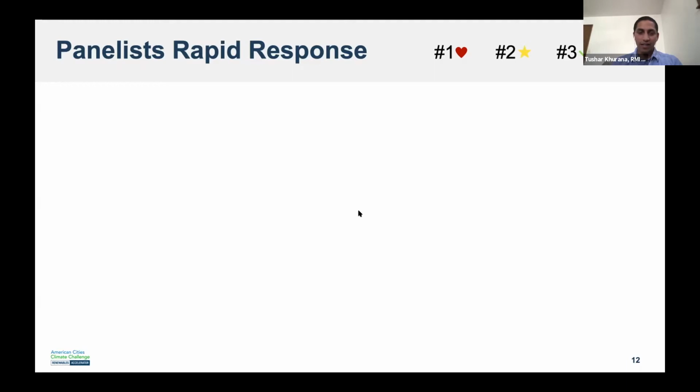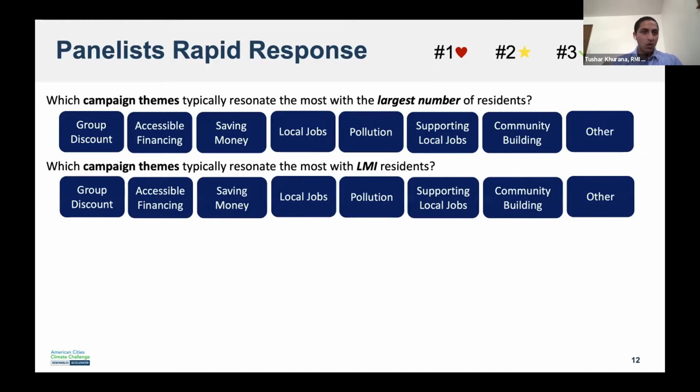So the first question I want to ask, and just want to get some Zoom annotations for, is which campaign themes typically resonate the most with the largest number of residents, and then which campaign themes typically resonate the most with LMI residents. So if our experts can just start annotating based on what's worked well for you, that would be great. And if anyone's unfamiliar, to use the annotation feature, there's a drop-down menu at the top of your screen, right next to the element that says you're viewing the shared screen or something like that.